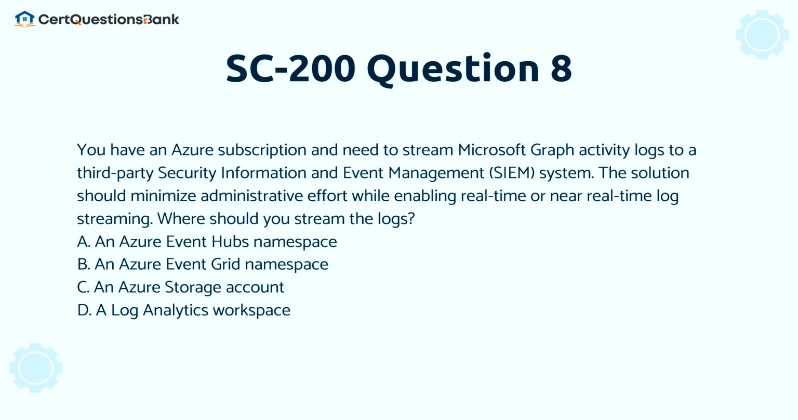You have an Azure subscription and need to stream Microsoft Graph activity logs to a third-party security information and event management (SIEM) system. The solution should minimize administrative effort while enabling real-time or near real-time log streaming. Where should you stream the logs? A. An Azure Event Hubs namespace. B. An Azure Event Grid namespace. C. An Azure Storage account. D. A Log Analytics workspace. The answer is A.